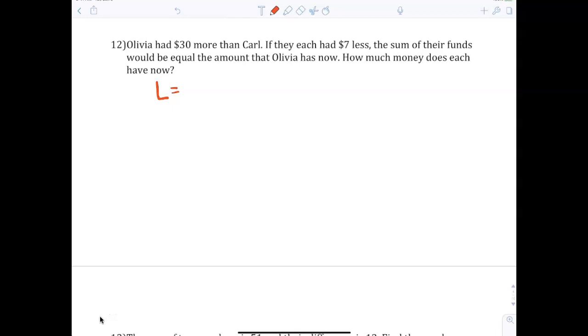So, Olivia has how much? 31 to call. So what equation would that be? L minus 30. Tell them. Yes. L equals C plus 30.